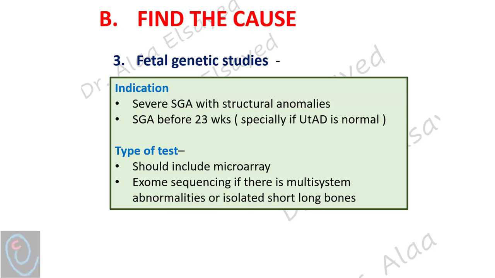Regarding genetic testing, according to the Green Top Guideline, it is indicated in severe SGA with structural anomalies. severe SGA اللي كان مقصود بيها less than third centile. ولو ما فيش structural anomalies, the presence of SGA before 23 weeks, especially if uterine artery Doppler is normal. يبقى دي two indications for genetic testing according to the Green Top Guideline.